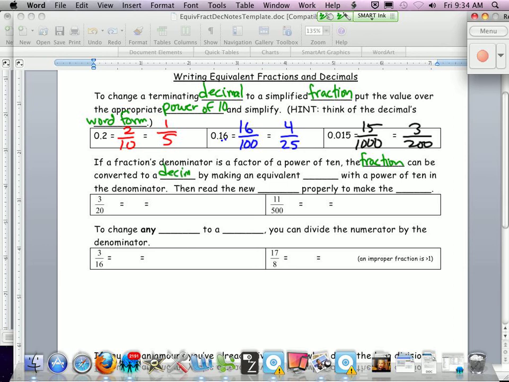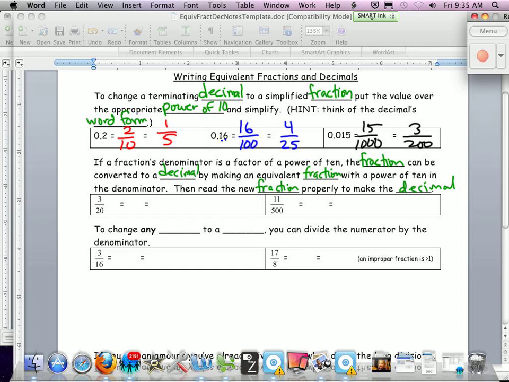by making an equivalent fraction with a power of 10 in the denominator. And then you would read the new fraction properly to make the decimal. And there have been times where I've seen they give the non-simplified fraction first, and then you simplify the fraction, then you could build it back up into a tenth or a hundredth or what have you.